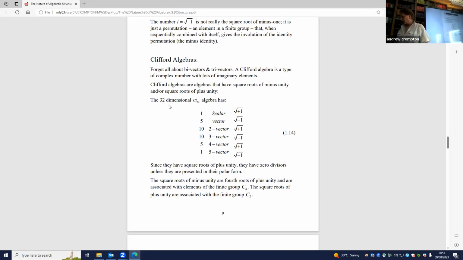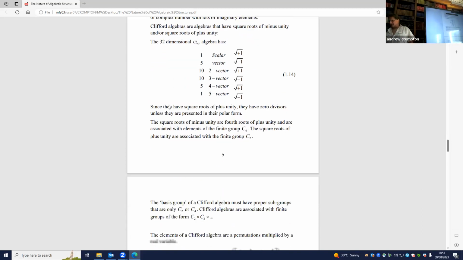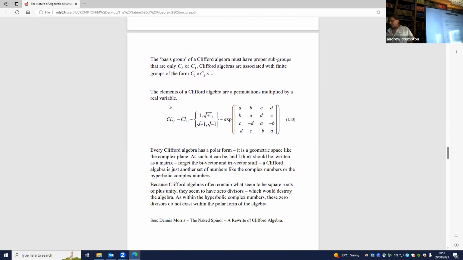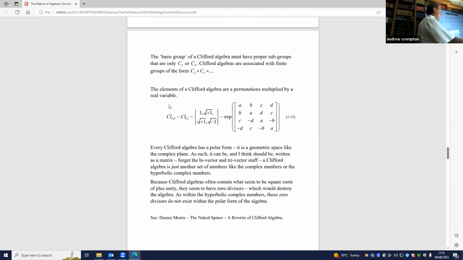In the Cartesian form, they have zero divisors, but you don't use the Cartesian form, you use the polar form. You use the Cartesian form because it's easier, but you're conscious of the fact that it should be a polar form. What the elements of a Clifford algebra actually are, they're not bivectors or trivectors, they're just permutations multiplied by a real variable. And you do your Clifford algebras as matrices. Here we have, this is a dihedral algebra.